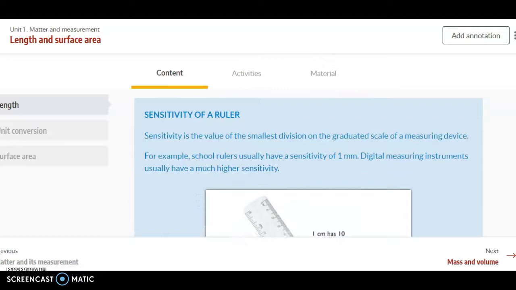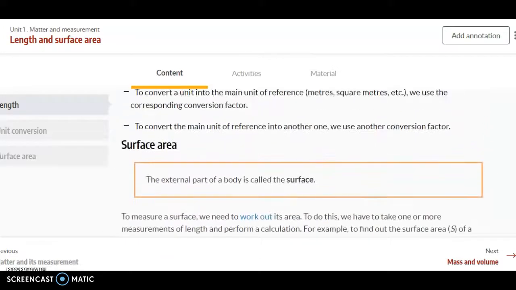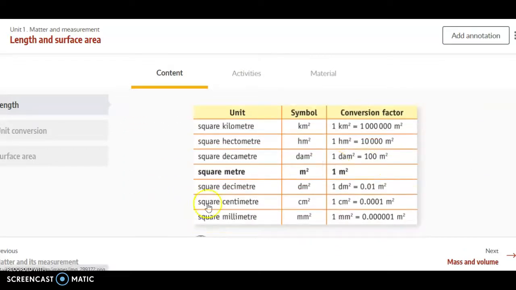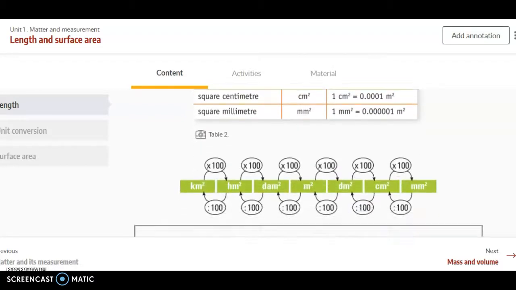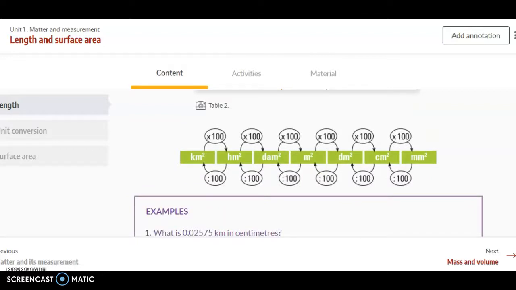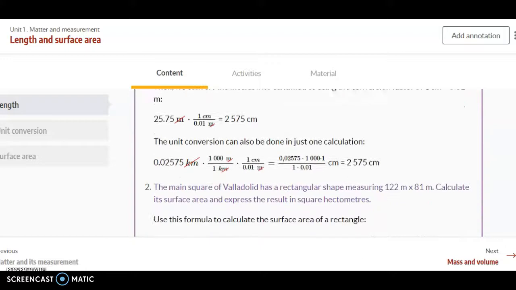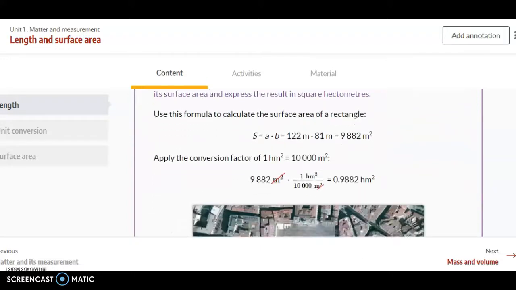Other than that, please understand what surface area is and know its definition, and know that the square meter is the basic unit for area. It's more of the same: you have multiples and submultiples. To convert from the basic unit into the rest of the units, you have to divide if you're going to a bigger unit, or multiply if you're going to a smaller unit. Look at this example too. It's very good to understand.